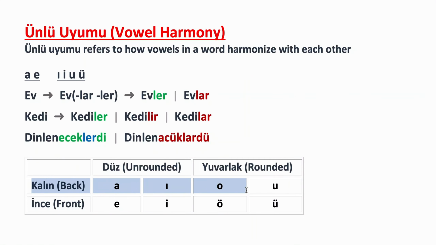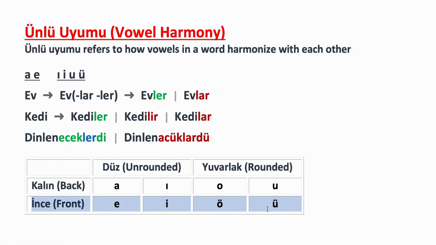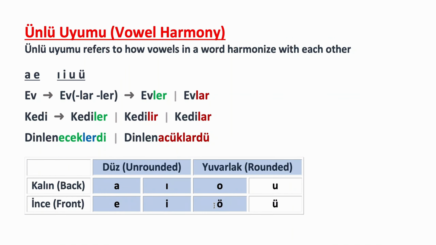Horizontal way is about sound itself. Kalın refers to thick sound: A, I, O, U. İnce refers to thin sound: E, İ, Ö, Ü. Vertical way is about the lips shape.